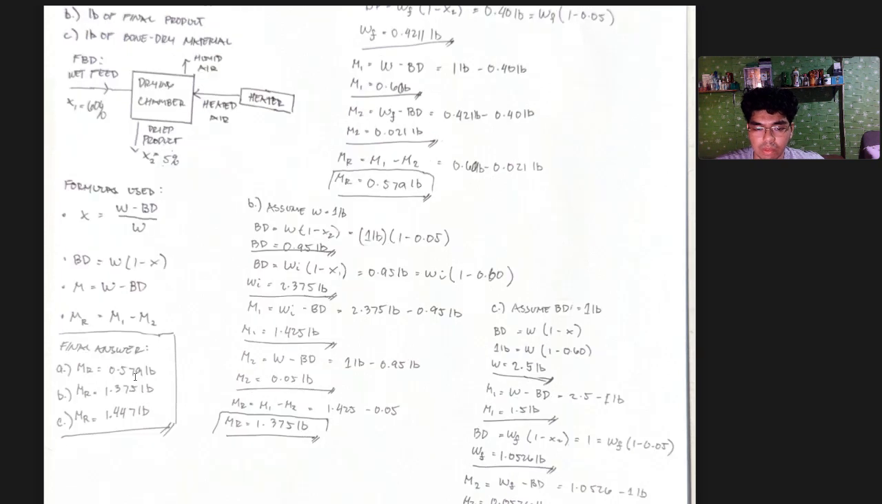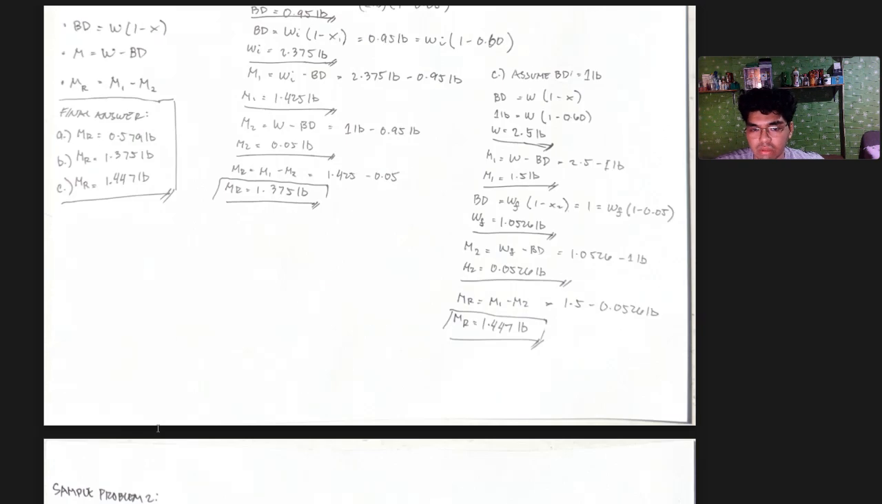So for the final answers for letters A, B, and C, the moisture removed per pound of each of the required: for letter A is 0.579 pounds, B is 1.375 pounds, and for letter C is 1.447 pounds.